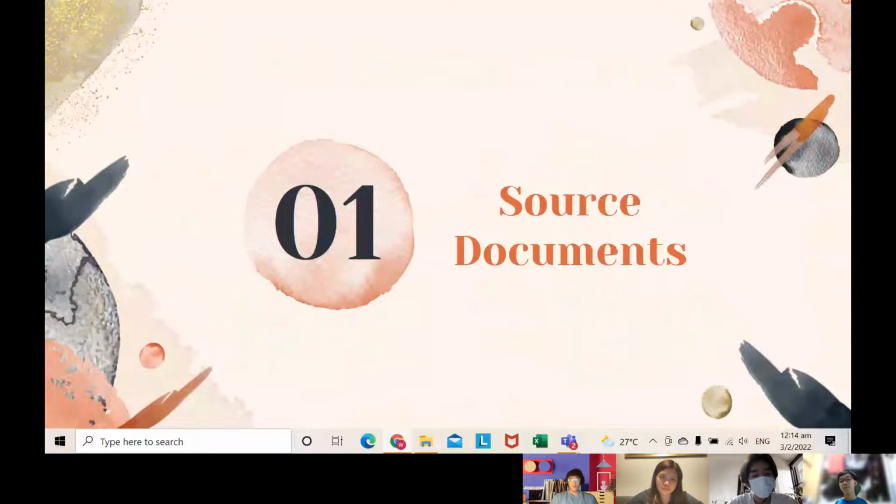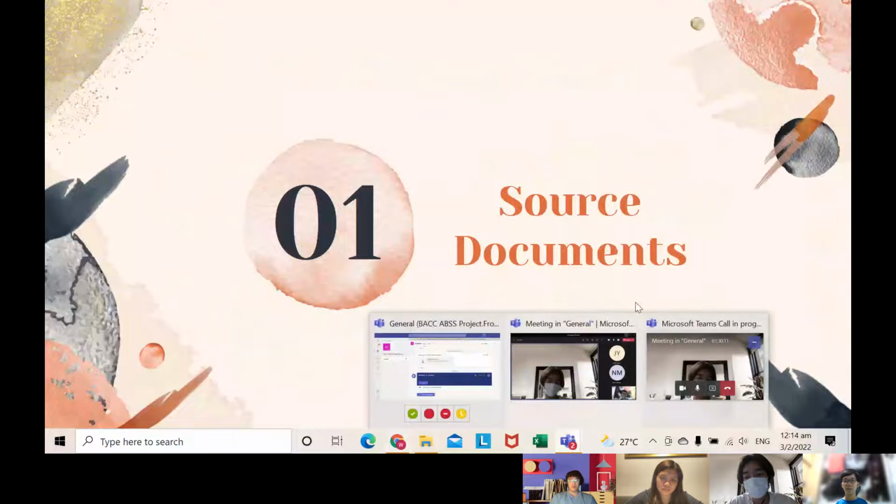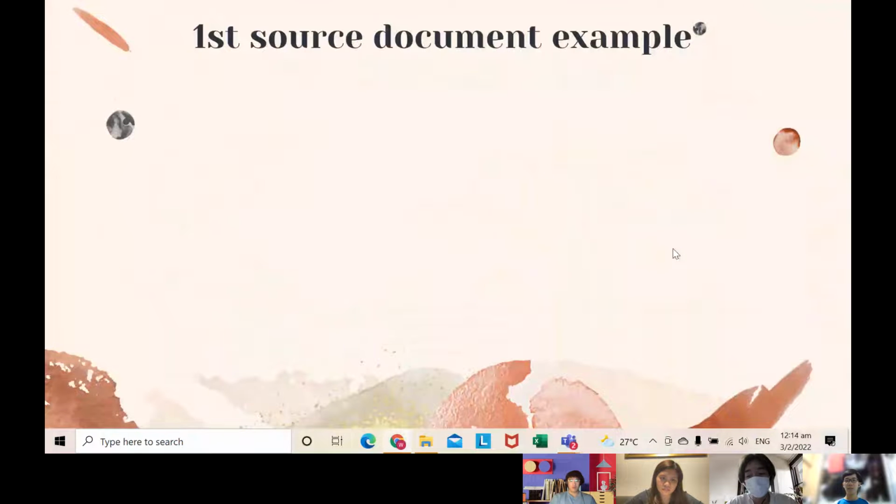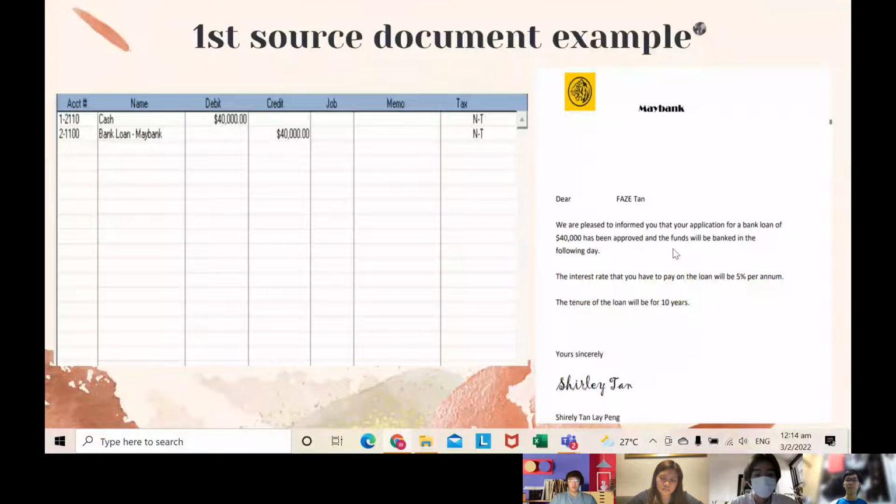Thank you, Wayne. So in the first source document, we debited 40,000 cash and credited 40,000 bank loan. From the source document, we can see that Face took a bank loan from the bank for 40,000. Thus, the business will have to increase 40,000 in cash and increase 40,000 that is owed to the bank.